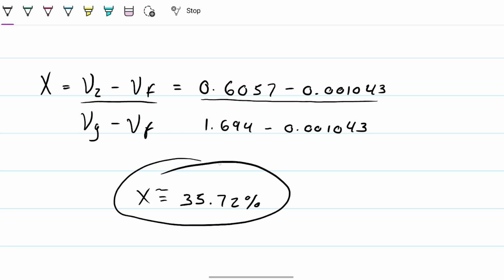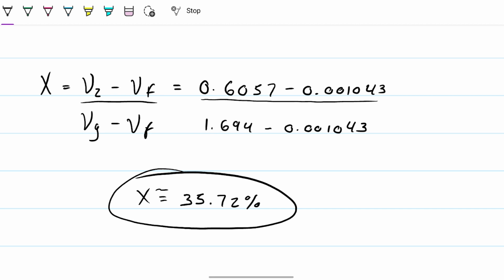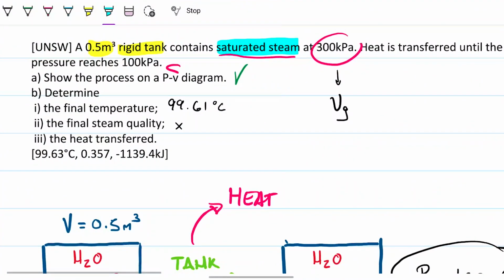So there's 35% steam and approximately 65% liquid. That's the mixture that we have on state number 2. So quality is 35.72%. Last but not least, what is the heat transferred?